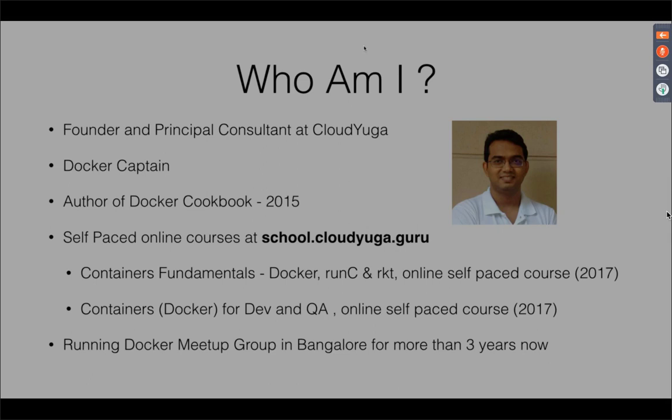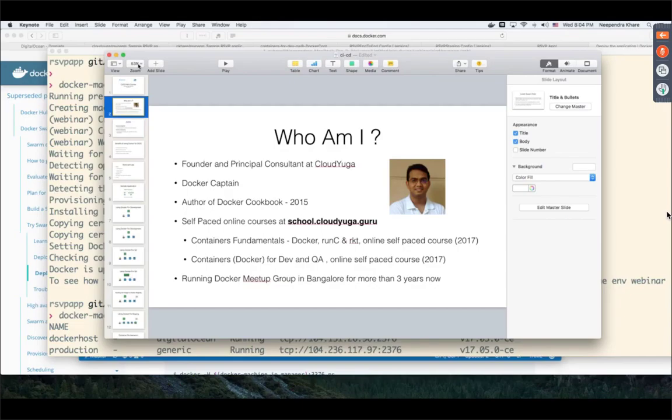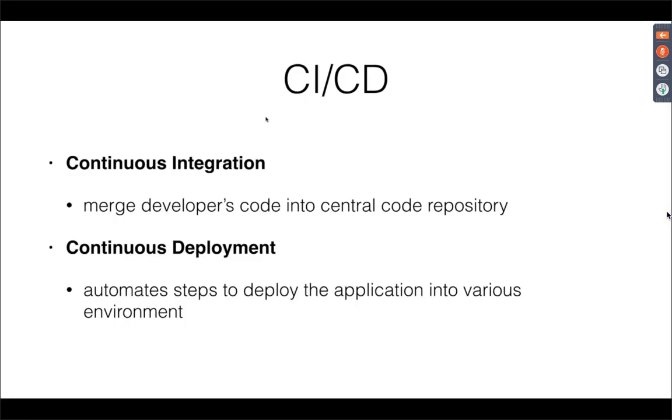So we all know a bit of CI/CD. In a very few words, in continuous integration, we merge a developer's code into a settled code repository. And with continuous deployment, we automate the steps to deploy the application into various environments, be it QA, staging, or production.